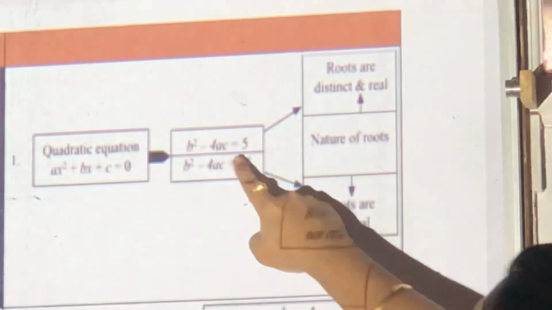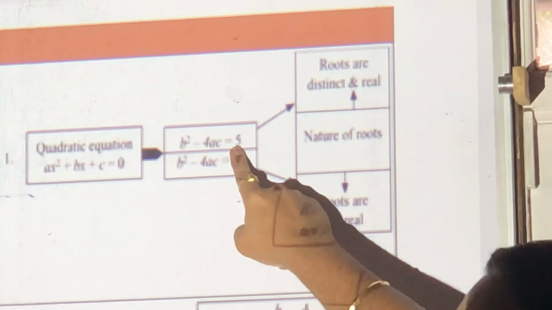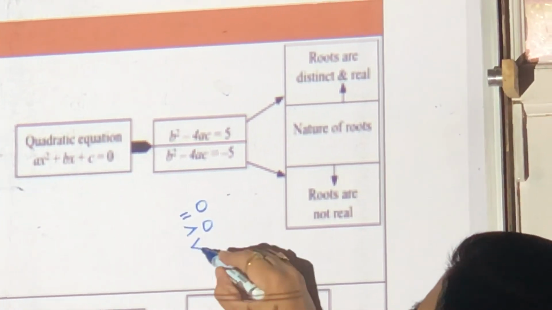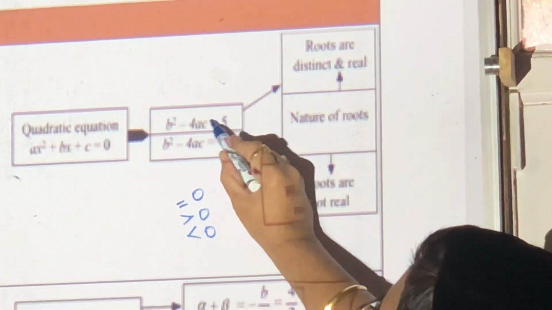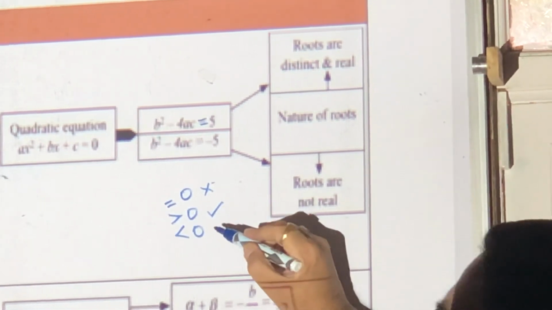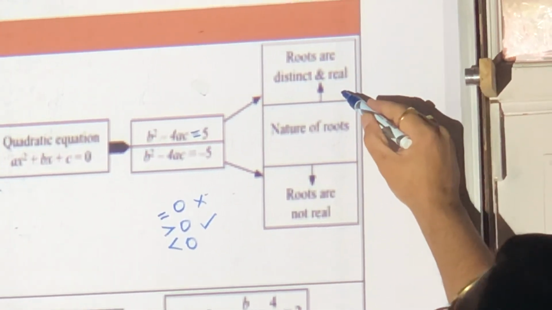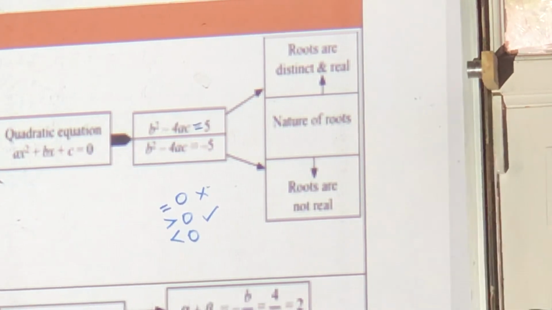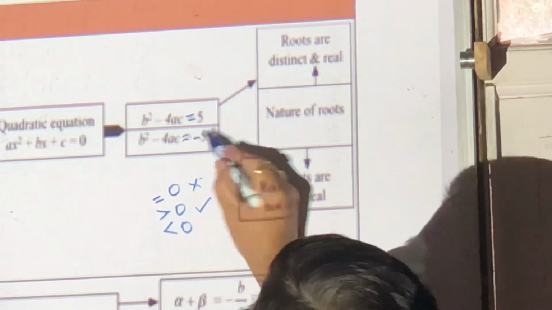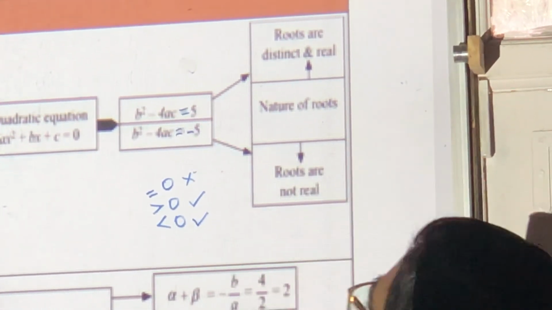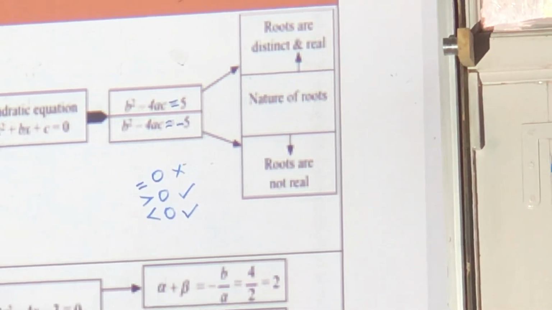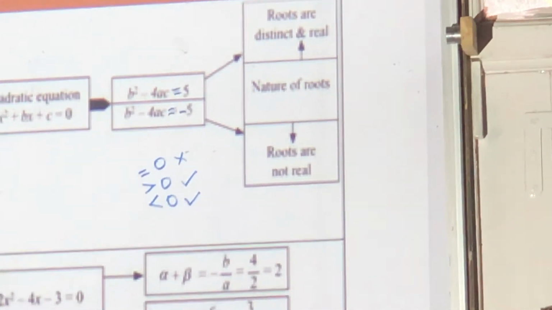So the discriminant is equal to 5. Now, my friends, I have told you three conditions: equal to 0, greater than 0, less than 0. Now this is equal to 5. Is this equal to 0? No. Is it greater than 0? Of course, 5 is greater than 0. They are distinct and real. Two different numbers I will get. This is minus 5, which is less than 0. The roots will not be real. Equal to 0 they didn't give me, so I cannot fill that blank. That was sum number 1.